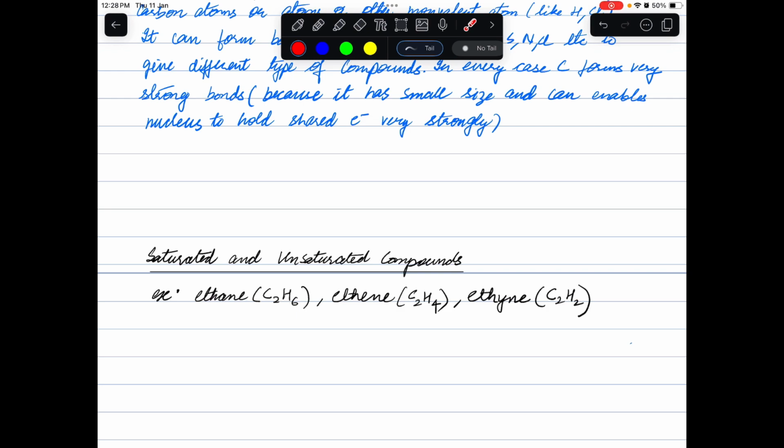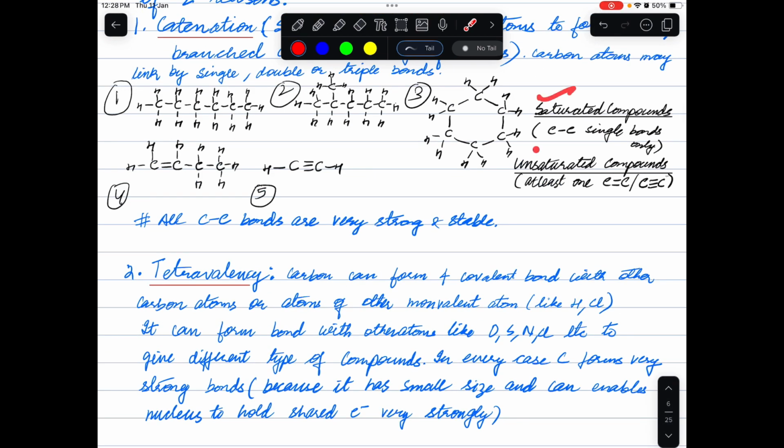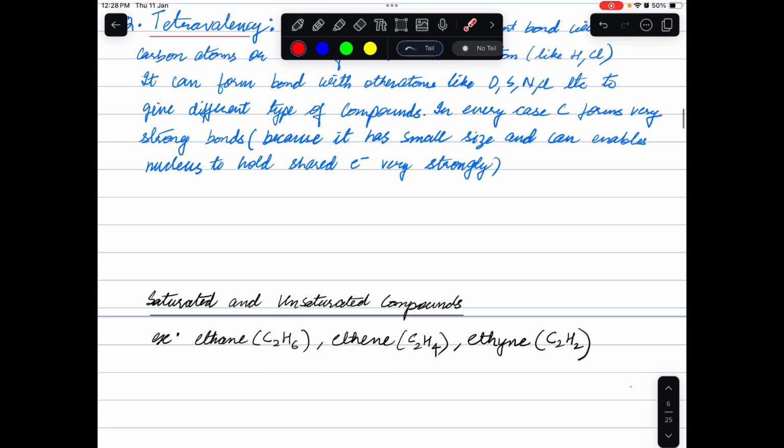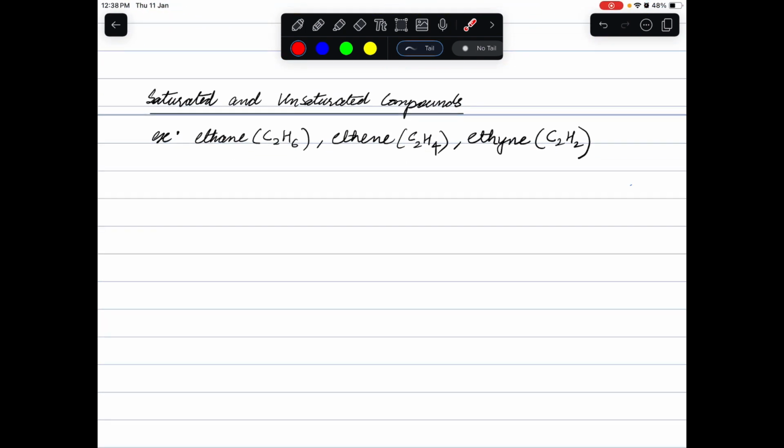Now here we have discussed a few examples of saturated and unsaturated compounds. Now let us have a look at the electron dot structure of a few saturated and unsaturated compounds as we discussed earlier.